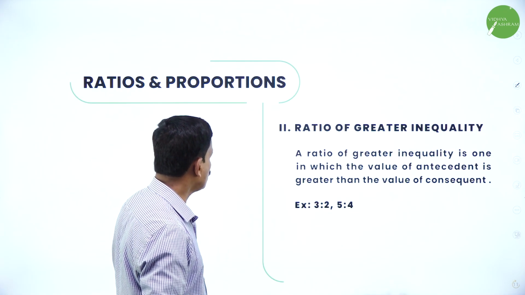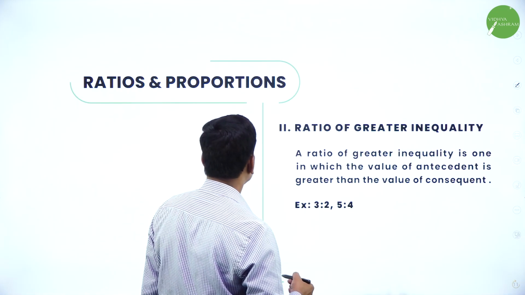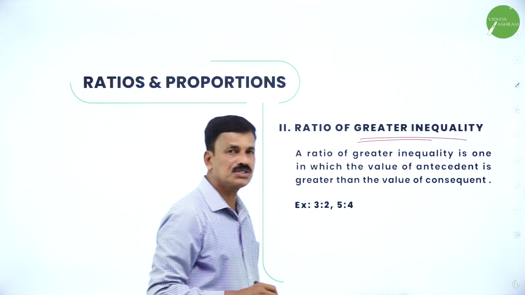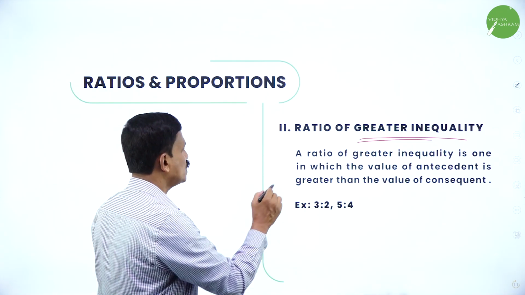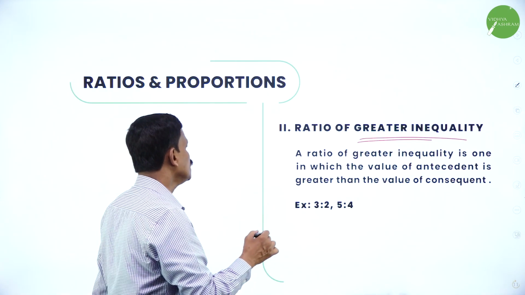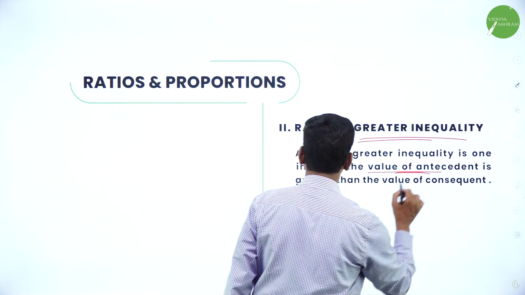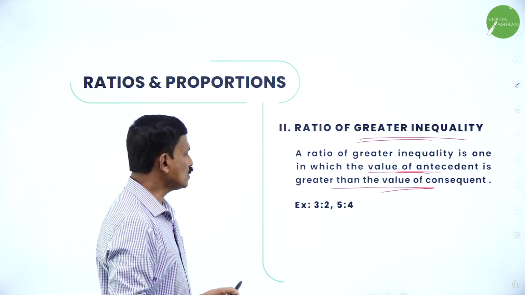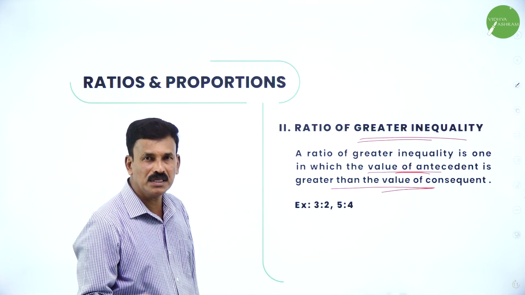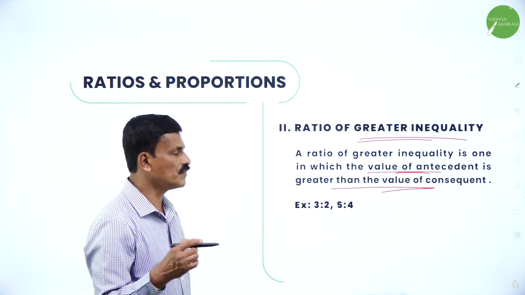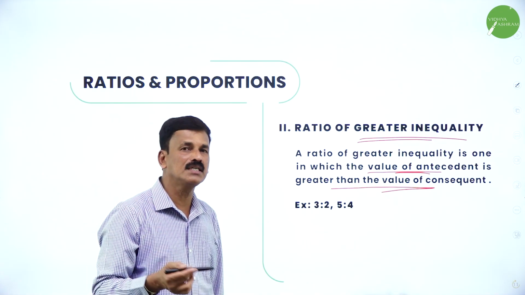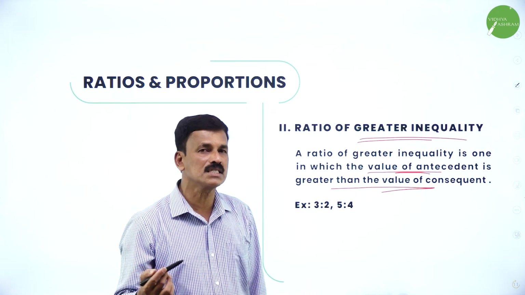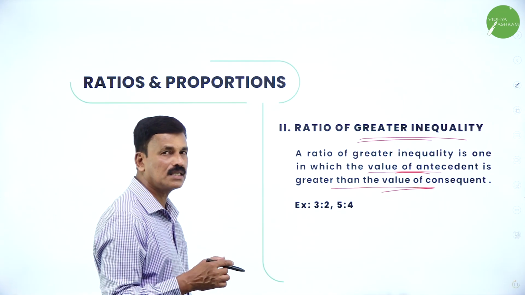Now, move on to the next problem. Next method, second type: ratios of greater inequality. A ratio of greater inequality is one in which the value of the antecedent is greater than the value of the consequent. That means the value of the numerator is greater than the denominator.